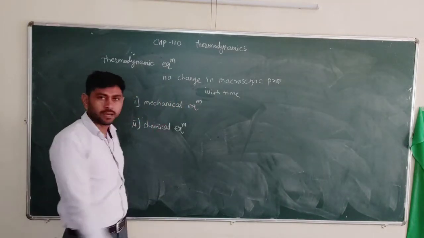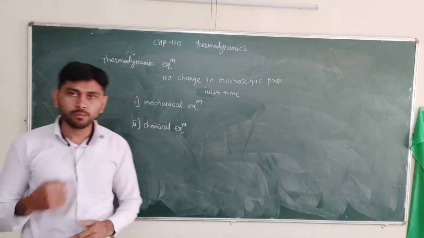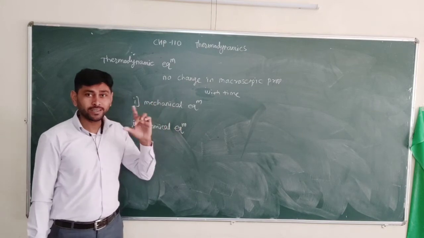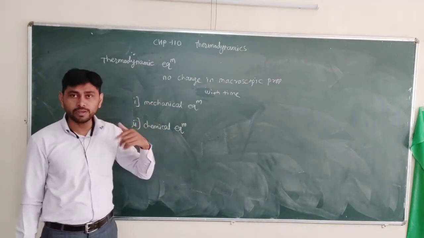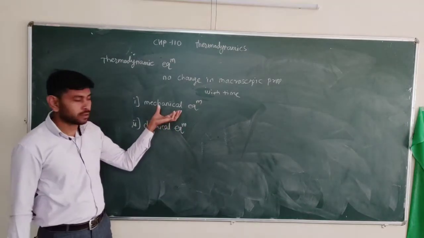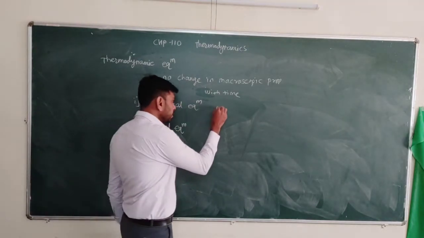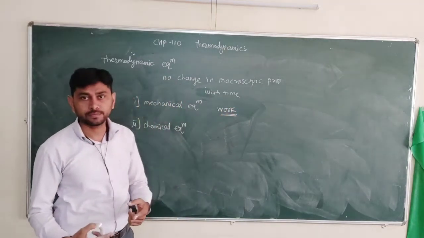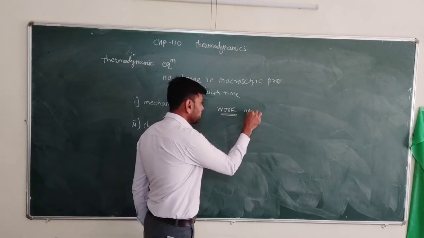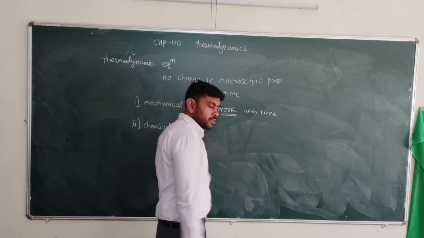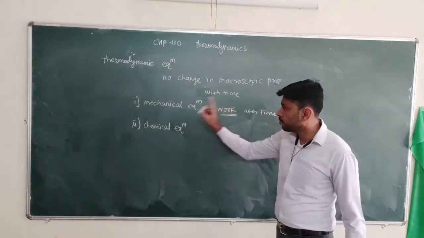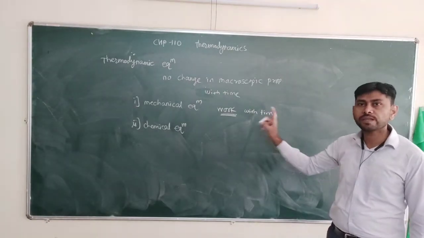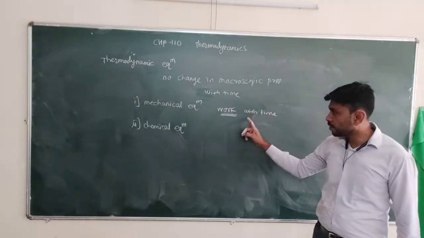Here, see mechanical equilibrium. What happens in mechanical equilibrium? Mechanical means we are doing some work, mechanically. So if there is no change in work with time, then the system is said to be in mechanical equilibrium.